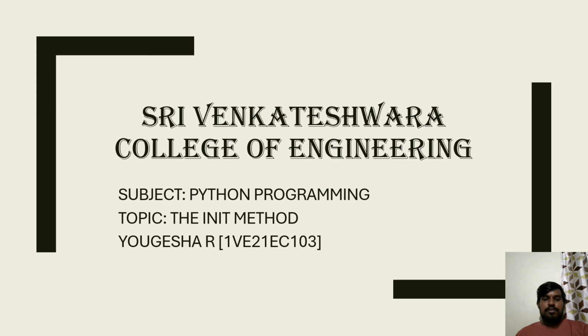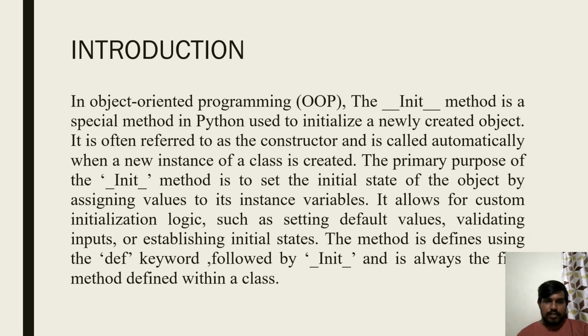Now I am going to explain the topic, the init method, from the subject Python programming. Introduction. In object-oriented programming, the init method is a special method in Python used to initialize a newly created object. It is often referred to as a constructor, and this is automatic. It is called automatically when a new instance of a class is created.